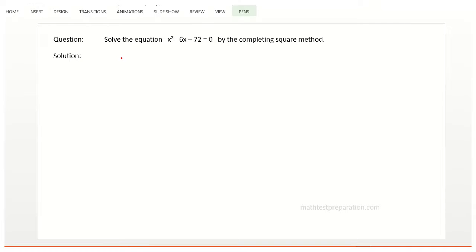In this lesson, I'm going to talk about quadratic equations. The question is, solve the equation by the completing square method. The completing square method is to make the left side of the equation into a perfect square. We are going to use the perfect square formula.